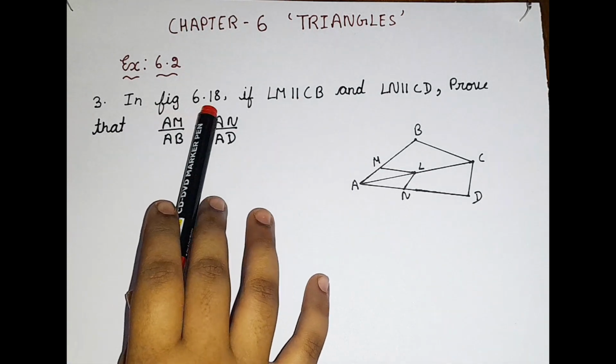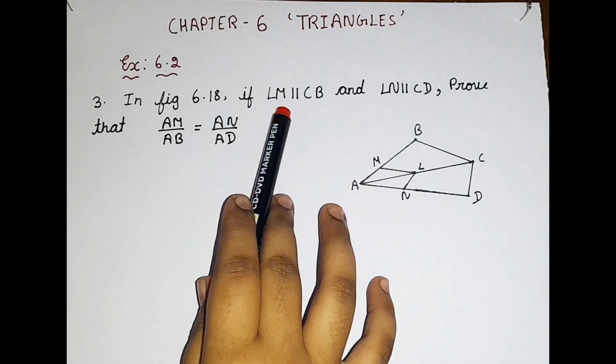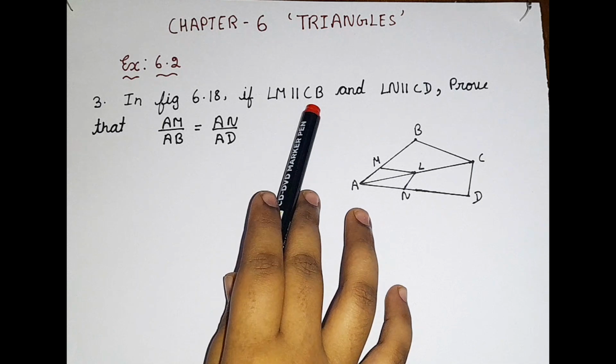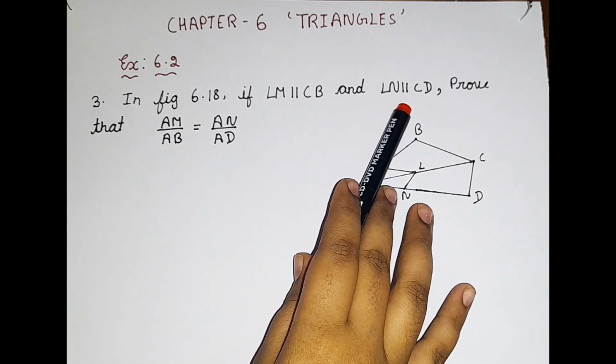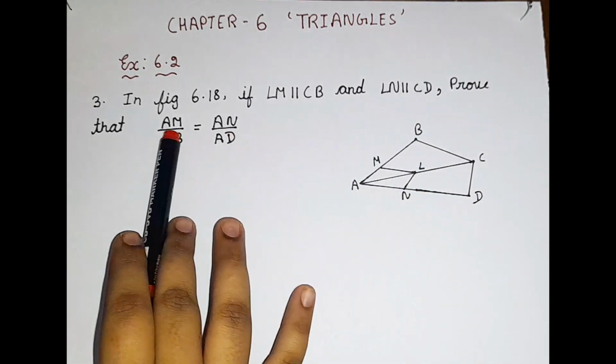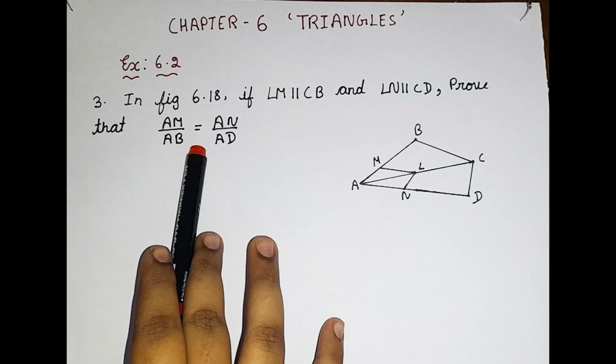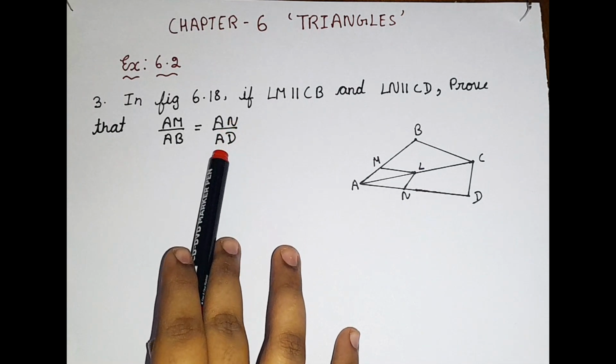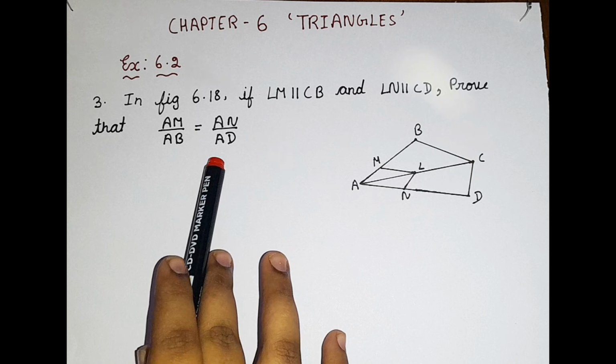In figure 6.18, if LM is parallel to CB and LN is parallel to CD, prove that AM by AB is equal to AN by AD. Okay, so this is our question.